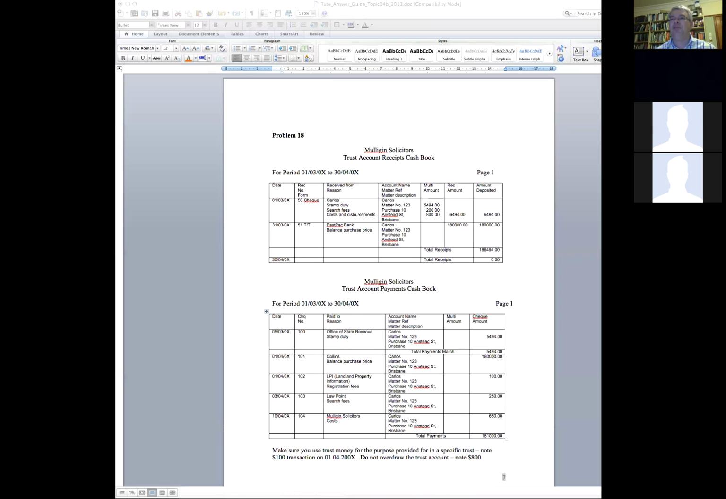The contract has been signed. A 10% deposit is being held by Queensland Proprietary Limited, the vendor's real estate agent. So that's not something that's in your trust account. It's in the real estate agent's trust account.